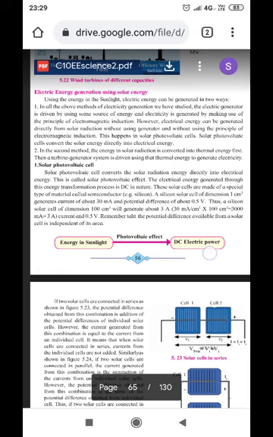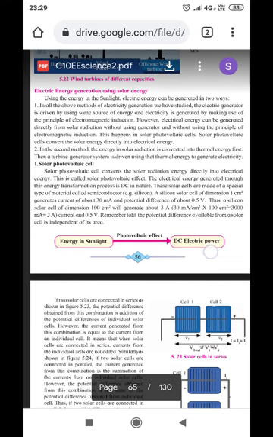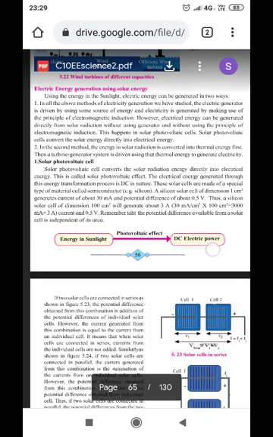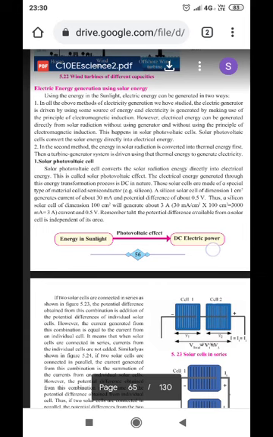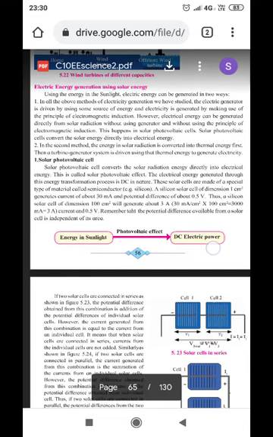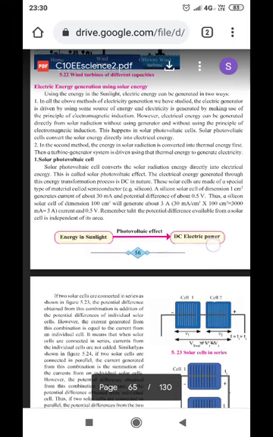In all the above methods of electricity generation, we have studied that an electric generator is driven by some source of energy, and electricity is generated using the principle of electromagnetic induction. However, electric energy can be generated directly from solar radiation without using a generator and without the principle of electromagnetic induction. This happens in solar photovoltaic cells. Solar photovoltaic cells can convert solar energy directly into electric energy.